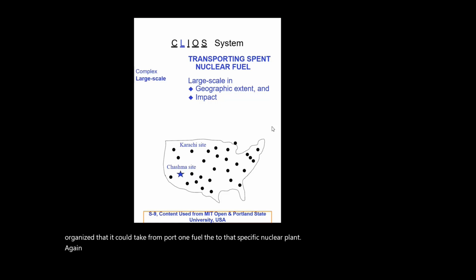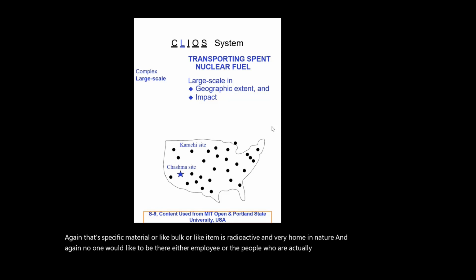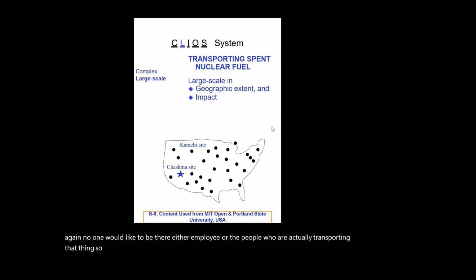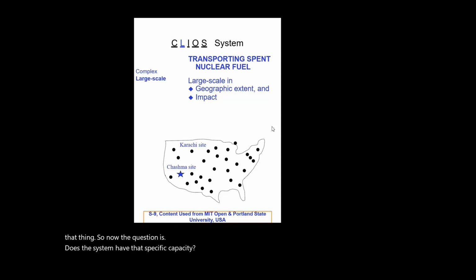Again, that specific material or bulk item is radioactive and very harmful in nature. And no one would like to be there, either the employees or the people who are actually transporting that thing. So now the question is, does the system have that specific capacity? This is the purpose of how we can bring large scale issues within our design.